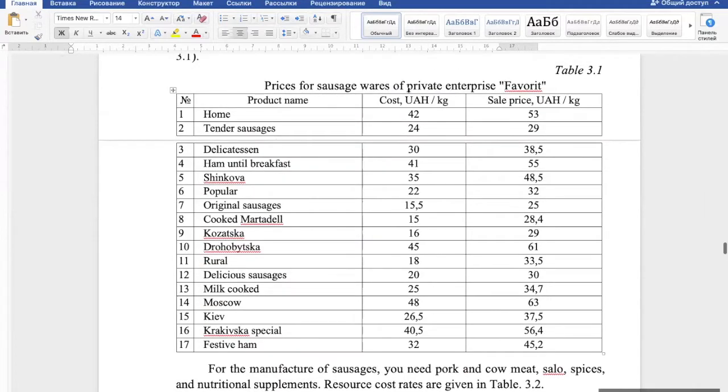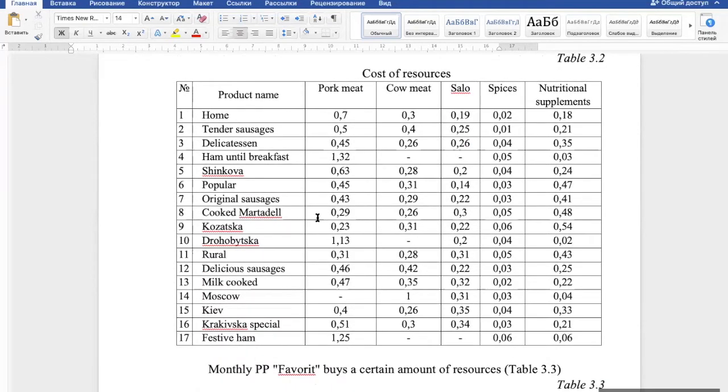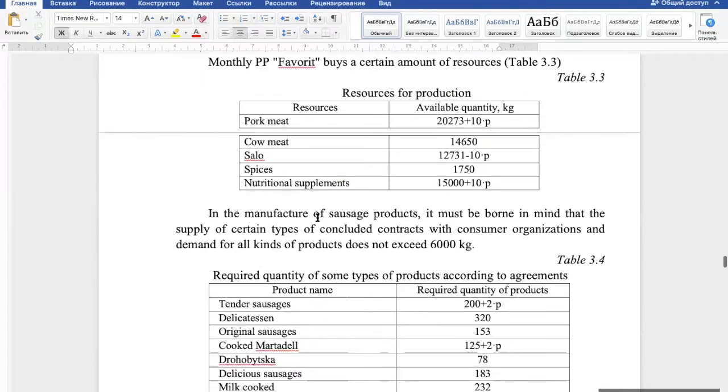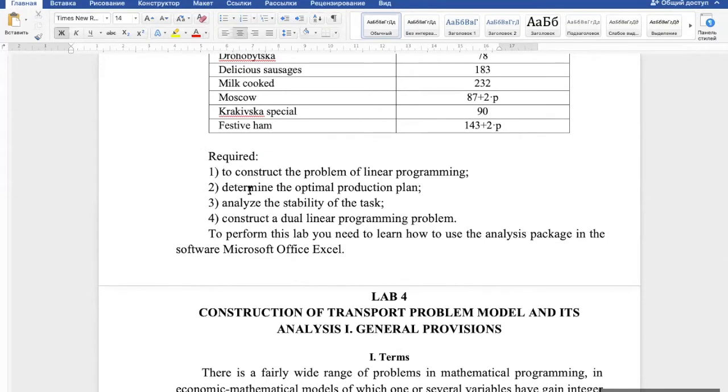We know the cost, the sale price, and also we have information about the costs of 5 kinds of resources of this company to produce each kind of product. Also, we have other extra information. In our previous laboratory class, we built the mathematical form of our linear programming problem for this company. We also defined the optimal production plan.